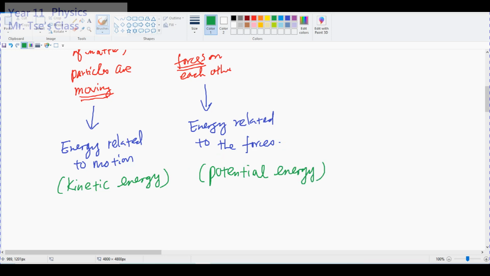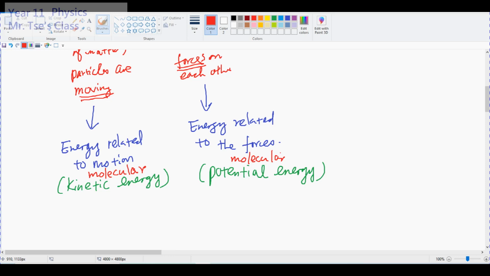All this kinetic energy and potential energy are at the molecular level. They are not used to describe the bulk energy of an object, like the kinetic energy of the whole body of a car, for example. So we give them another description. This kinetic energy we call molecular kinetic energy, and the potential energy is molecular potential energy.